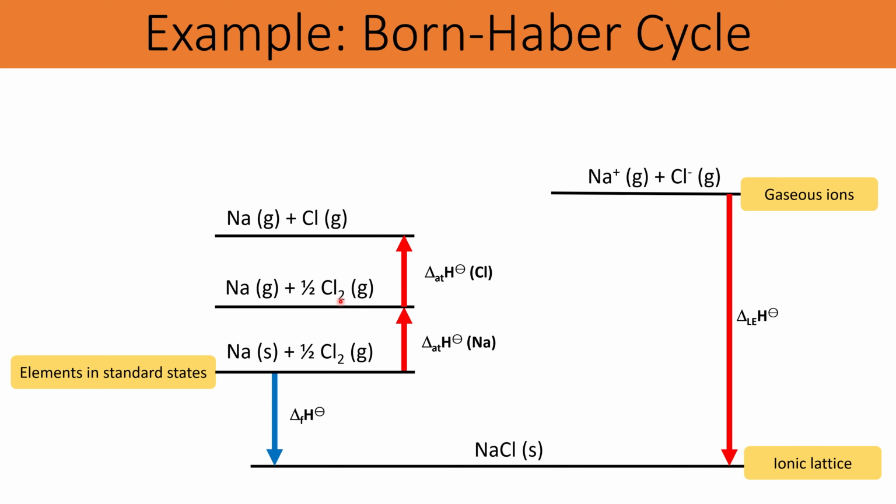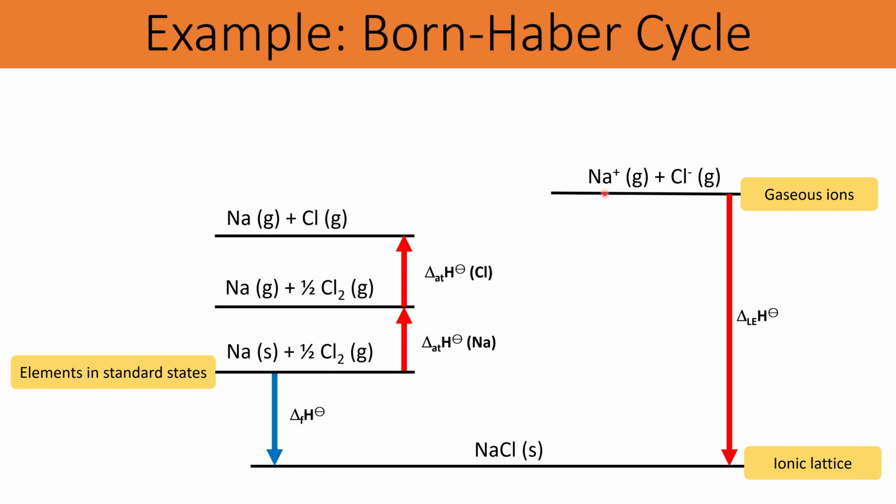Because you'd be breaking that chlorine-chlorine bond to form 2 chlorine atoms, you would actually need to multiply that atomization value by 2. So it's very important that the atomization value you use is based off the number of atoms you're actually forming. In this case, because we're only forming 1 chlorine atom, I only need to use that value once. If I was forming 2 chlorine atoms, I'd do 2 times in front of that. So now we've got the gaseous atoms.